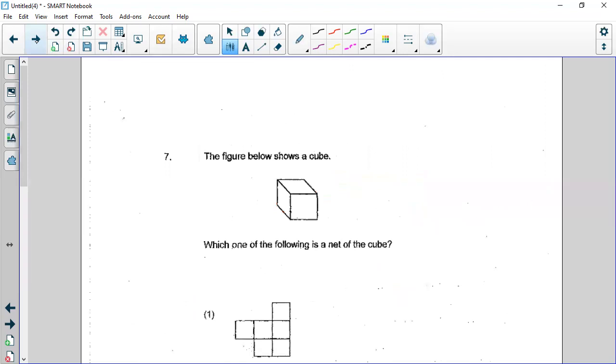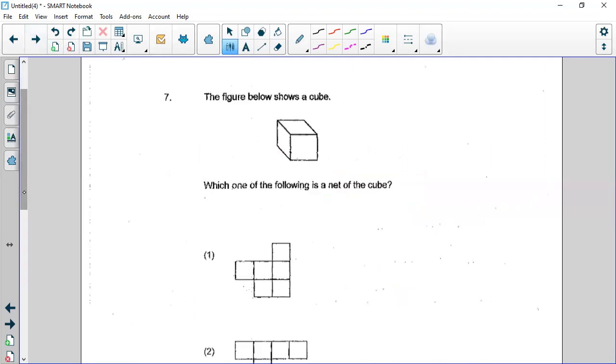Number 7 is quite easy. To show you which is the correct net, you need to label the faces. So B for base, F for front, and then left side, right side, top side, and at the back, let's call it BH, behind. Now if you look at number 1, is that the correct net? You can see immediately that it's not correct.